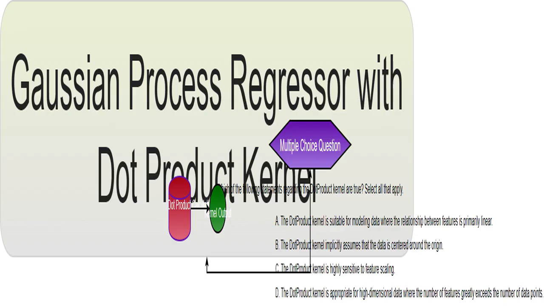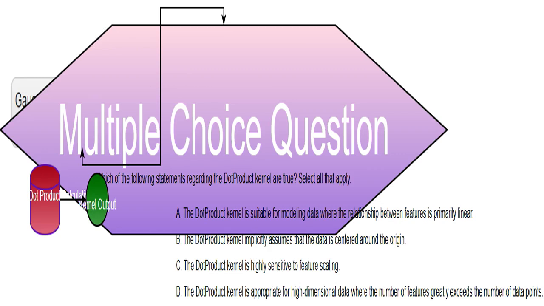I'm using Sklearn's Gaussian process regressor with the DotProduct kernel to build a model. Think of it as a fancy tool for finding patterns in data. I'm facing a multiple-choice question that tests my understanding of this DotProduct kernel.